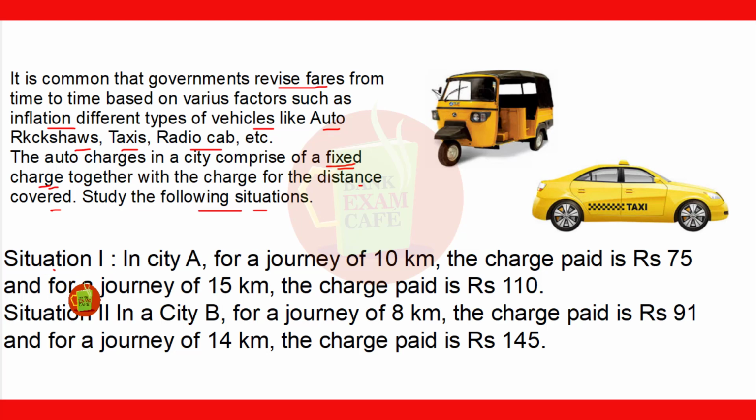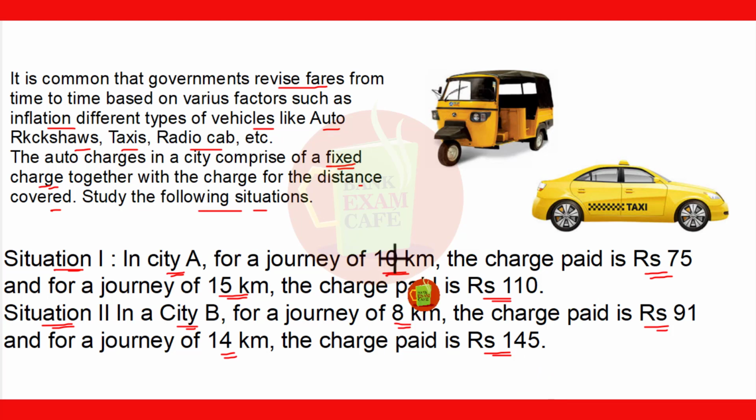Here is the first situation: in a city A, for a journey of 10 km, the charge paid is rupees 75, and for a journey of 15 km, the charge paid is rupees 110. And situation 2 is that in a city B, for a journey of 8 km, the charge paid is rupees 91, and for a journey of 14 km, the charge paid is rupees 145.